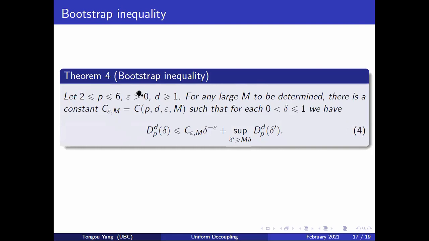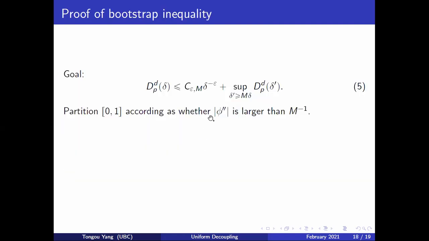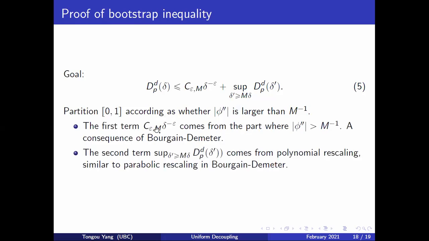For p in this range, epsilon and d given, and for any large intermediate scale M to be determined, we need to show that there's a constant C such that for each delta we have the following. So we can bound the required decoupling constant by two terms. The first term is obtained by considering the part where phi double prime is bounded below by M inverse. M is an intermediate scale, and in this case phi double prime is bounded below, so we can use Bourgain and Demeter to conclude the proof. Of course, this constant C has to depend on the intermediate scale M.